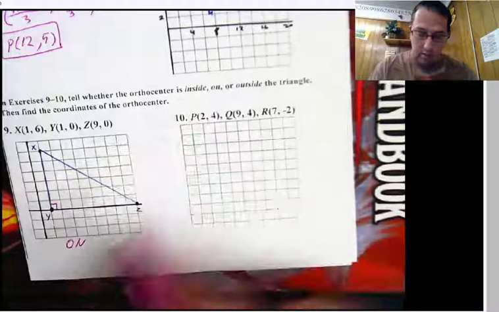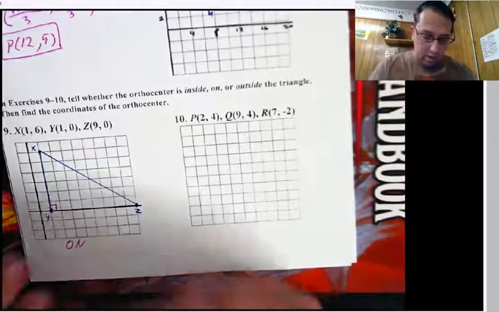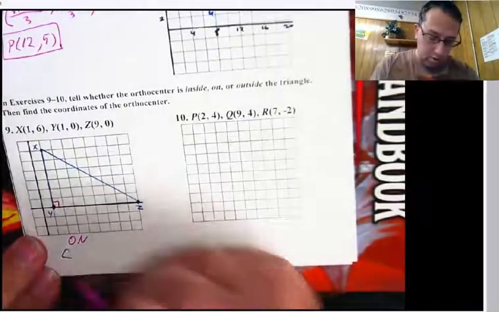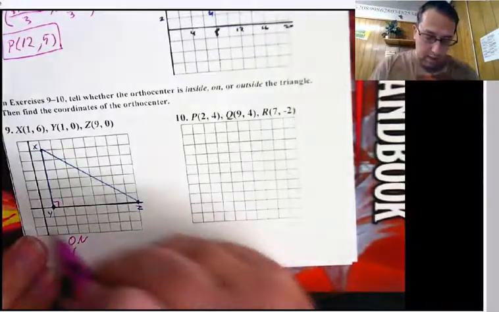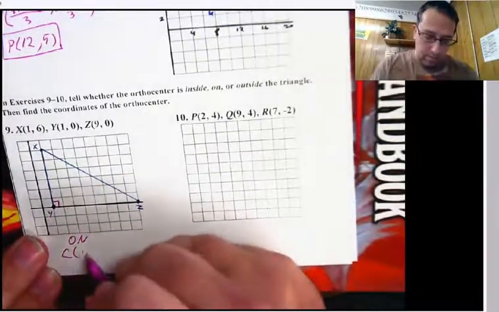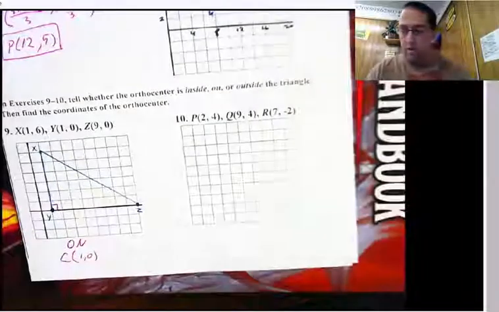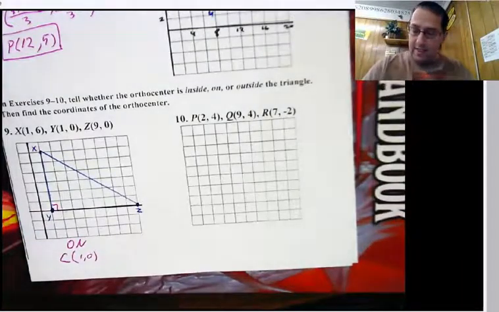We can't call it P up here, so we'll call it C for orthocenter. C is going to be at 1, 0. That was easy. All right, let's take a look at number 10.